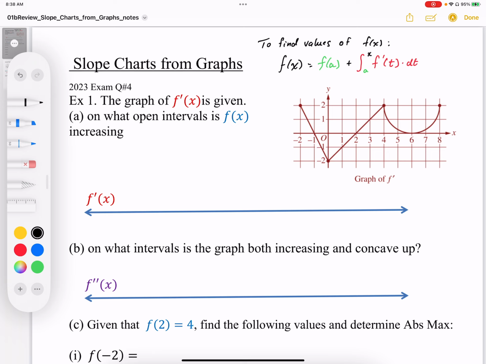To make this slope chart, we want to know where the graph is increasing, or f prime is positive. So we have f prime is positive here, here, here, all the way through there, and where it's negative, f prime is negative through here. So when I do my slope chart, my f prime from -2 to -1, we know that we have positive slope. Okay, at f of -1, we know we have 0.